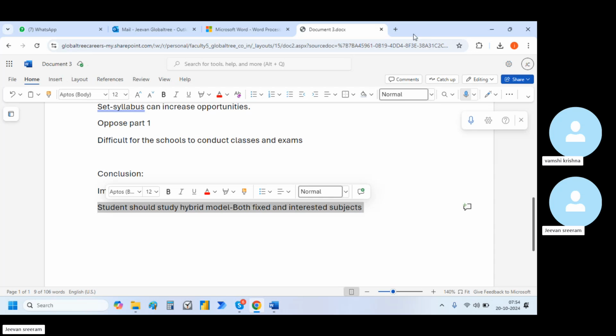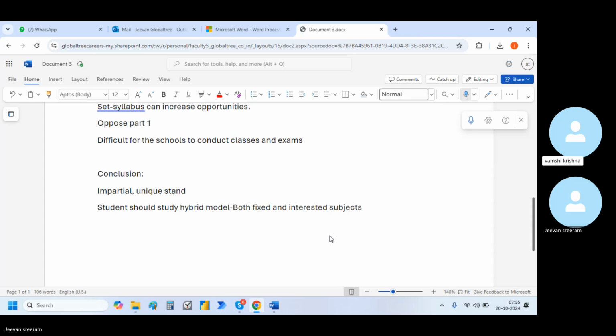Vamshi, Sir, please observe this conclusion. Please observe this position, the stand. Is it fully agreeing to the topic? Is it fully disagreeing? No, that's what I have been emphasizing. Take an impartial or unique stand. You should have your own unique stand that showcases your maturity and thinking ability to the examiner.